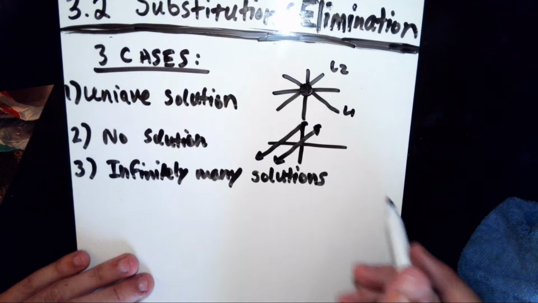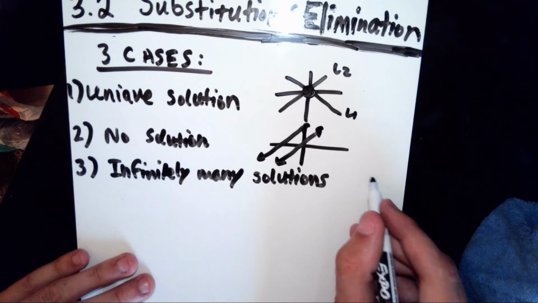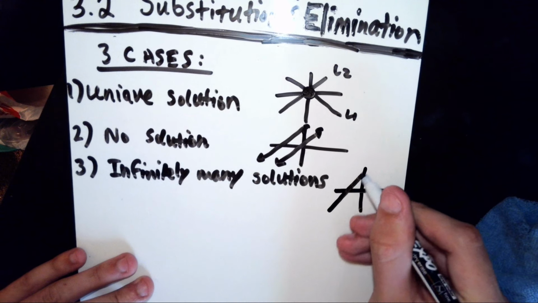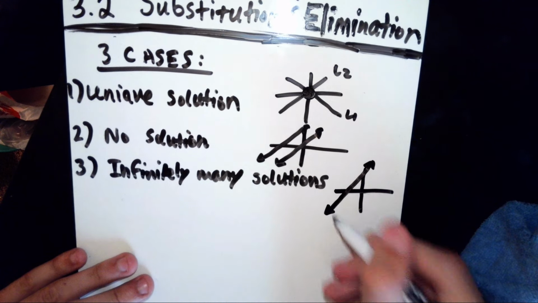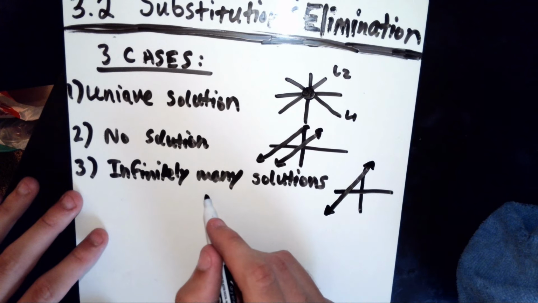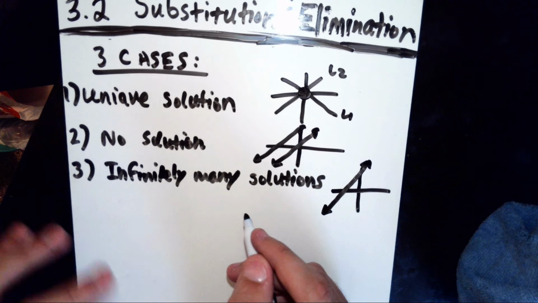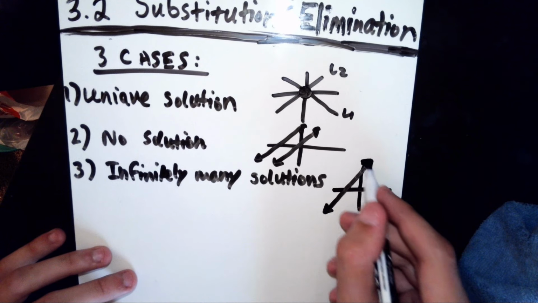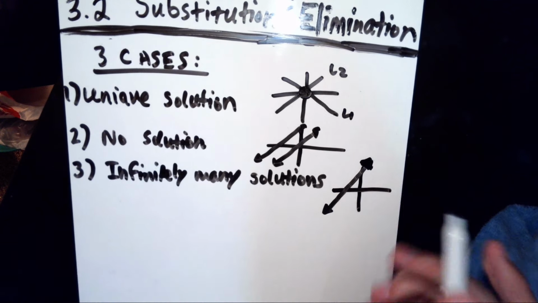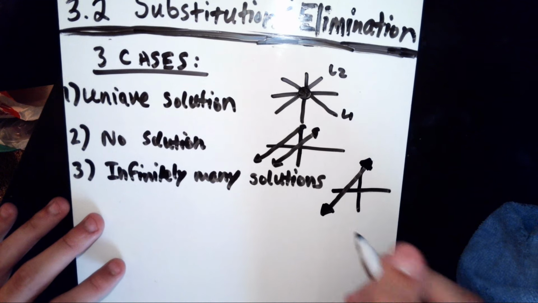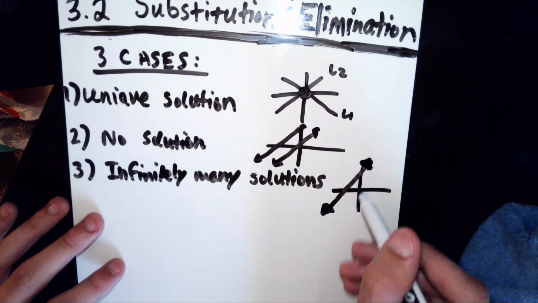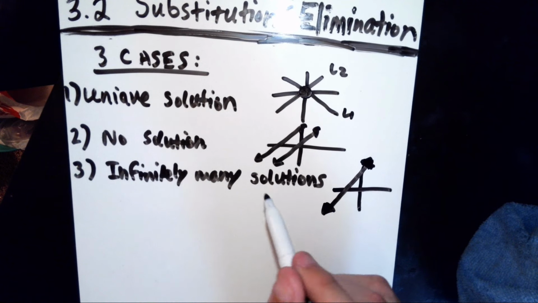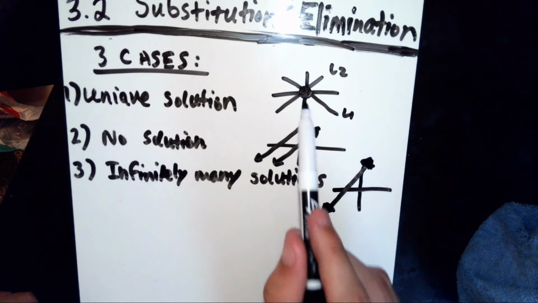And then lastly, for the infinitely many solution case, the picture is really just a single line. Let's say it's this. Well, we have two equations in our system, but one of them turns out to be a multiple of the other. So we end up getting a single line. Even though it looks like two different lines, they actually turn out to be the same line. And in that case, we have infinitely many solutions. So these are the three cases, and here they are with their pictures.